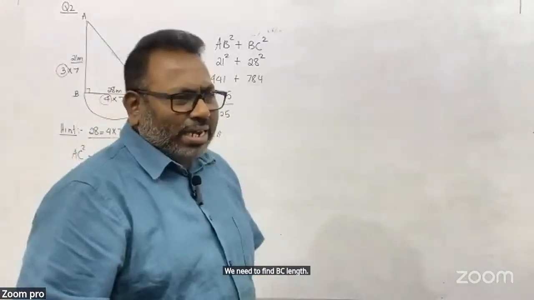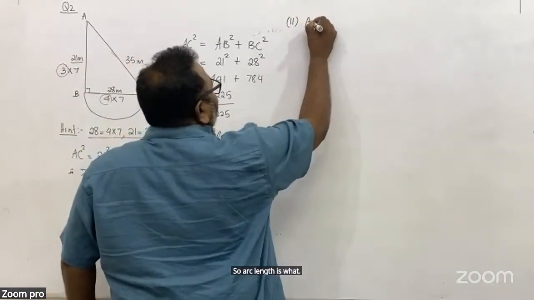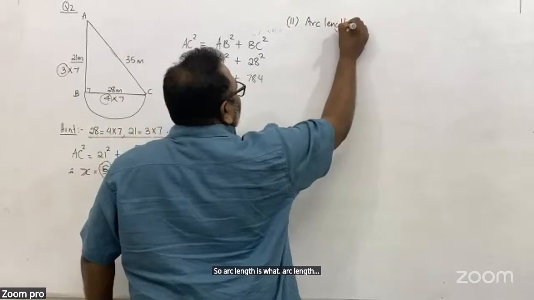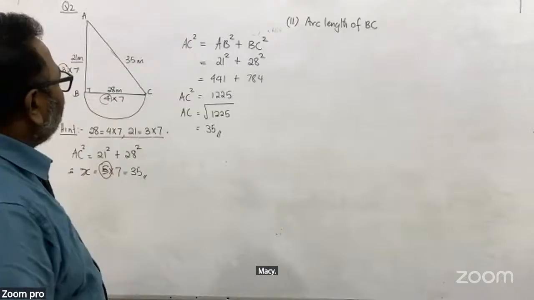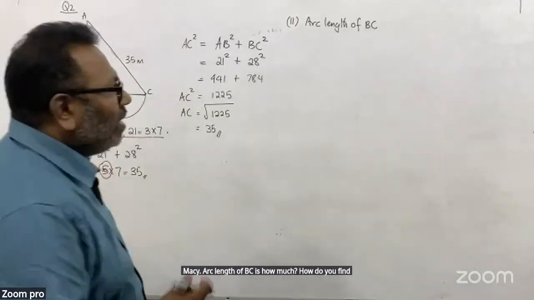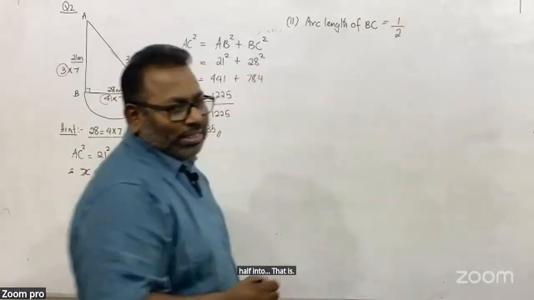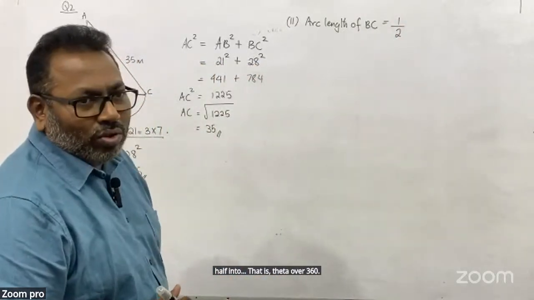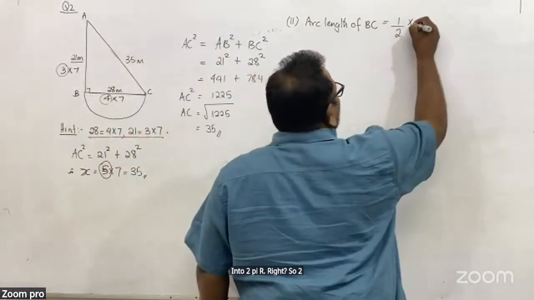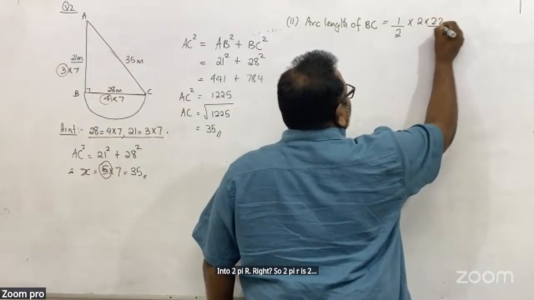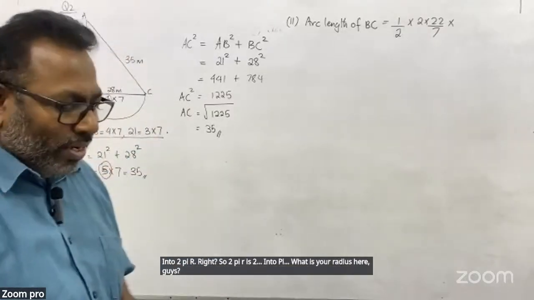BC is your arc length. So what is the arc length of BC? How do you find arc length? Half into, that is theta over 360 into 2 pi r. Right? So 2 pi r is 2 into pi. What is your radius here, guys? What is your radius?